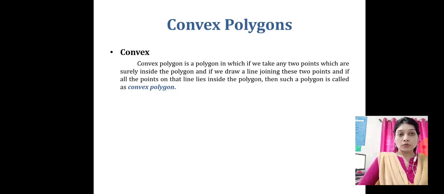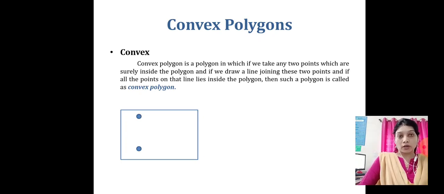So you will come to know by definition here in this diagram. So this is a polygon, a square or a rectangle. In that, if I take 2 points or vertices inside the polygon and draw a line to join these vertices, you can see that all the points lying on that line are inside the polygon. Such polygons are called convex polygons.